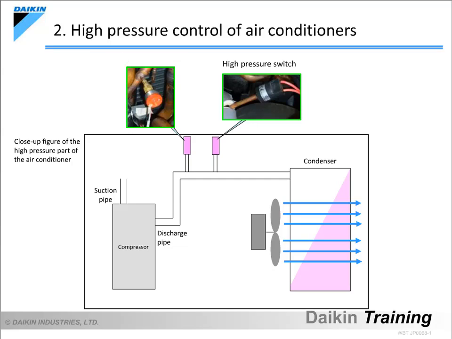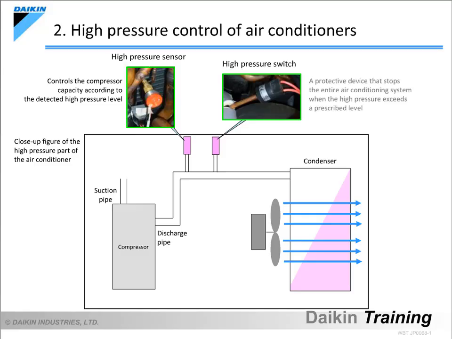The high pressure sensor constantly detects the high pressure level and controls the compressor capacity in order to prevent the high pressure from exceeding a certain level. The high pressure switch is a protective device that stops the air conditioner when the high pressure control by the high pressure sensor fails to sufficiently reduce the high pressure.